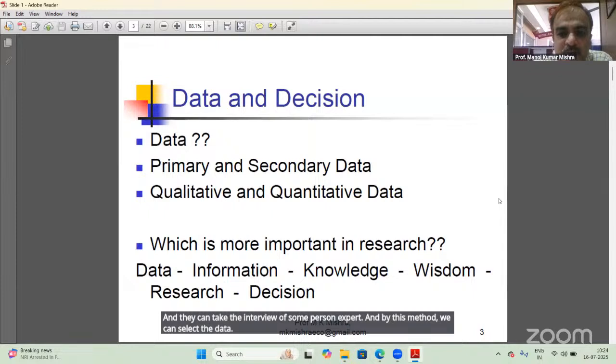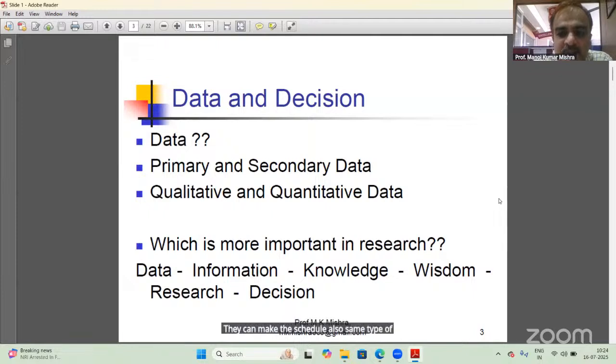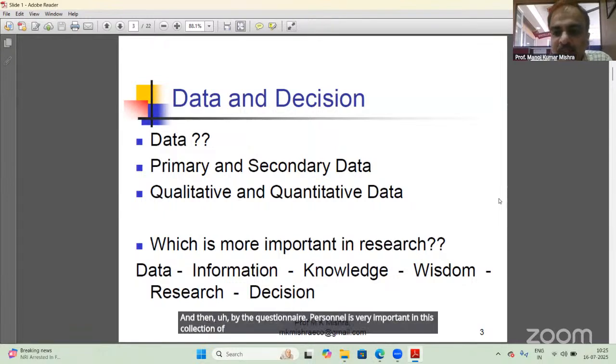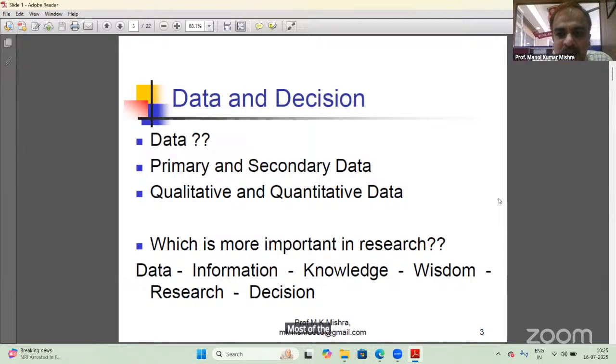They can make the schedule also, the same type of questions together, and the respondent gives the answer and they write it by their own methodology. This is also a situation. And then the questionnaire. Questionnaire is very important in the collection of primary data. Most of the PhD scholars do their study on the questionnaire, or most of the faculty members prepare papers based on the questionnaire or secondary data also.